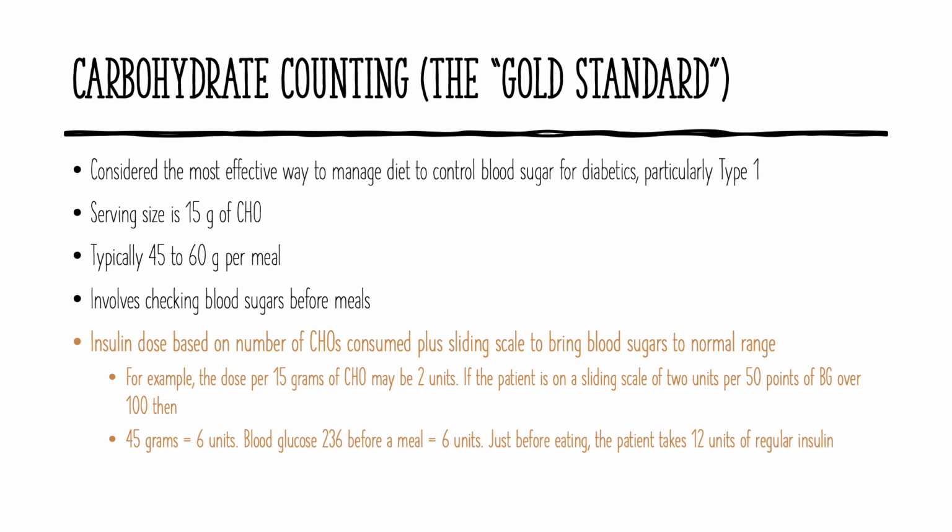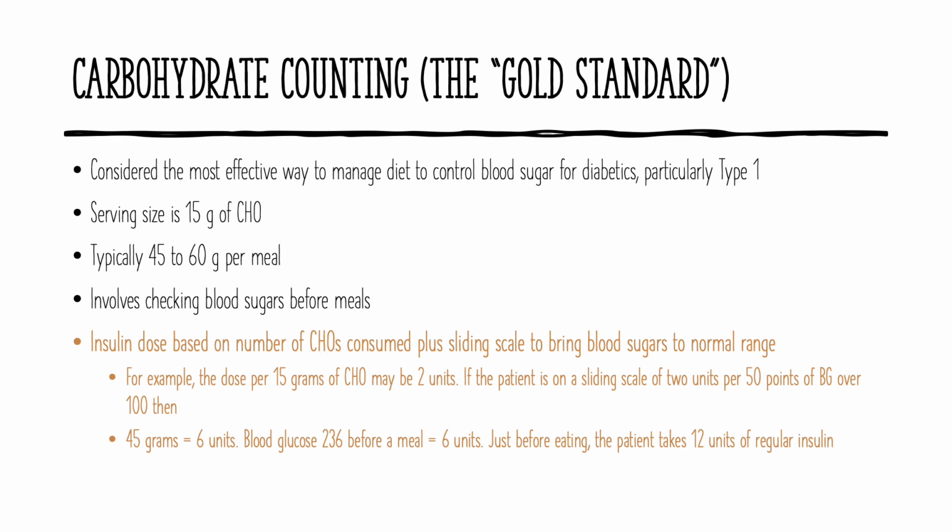A sliding scale is where the doctor says, okay, if they have a blood sugar level of 100 to 150, we're not going to give insulin. If it's 150 to 200, we're going to give 2 units of regular insulin. If it's 200 to 250, we'll give 4 units of regular insulin. Remember the sliding scales that you see?